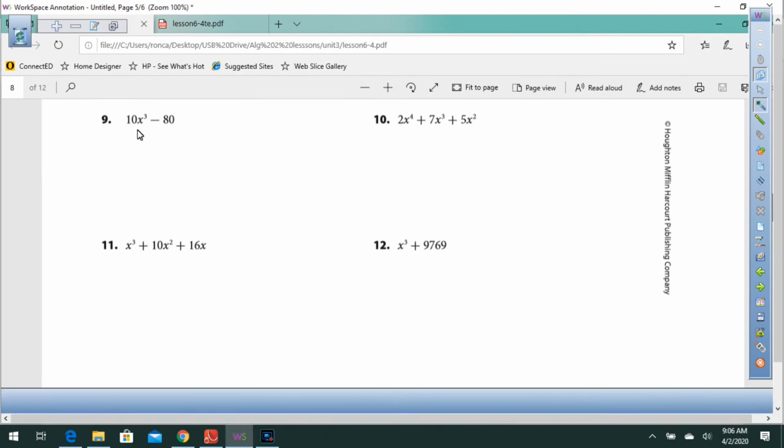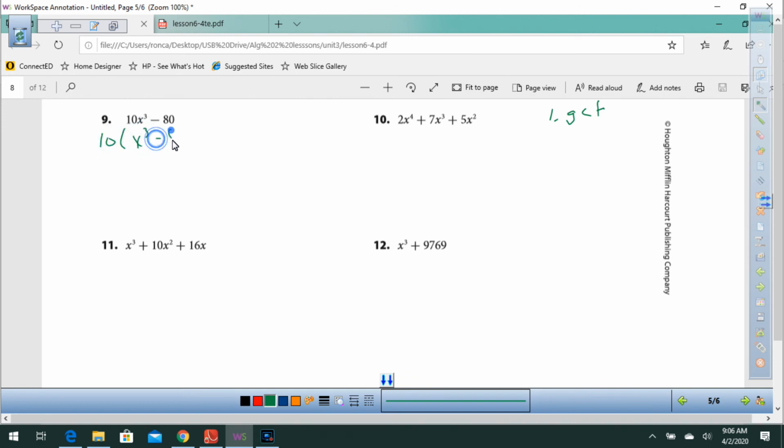I need to practice these more, don't I? All right, what do we got here? Step 1, greatest common factor, that's 10. We got x cubed minus 8, and we just did that one a minute ago. So that's going to be 10 times x minus 2 times x squared plus 2x plus 4. Excellent job. Look here. We can take an x squared out. That's 2x squared plus 7x plus 5. All right, step 2, how many terms?